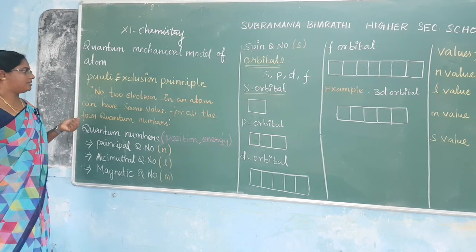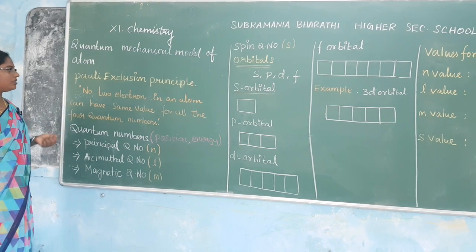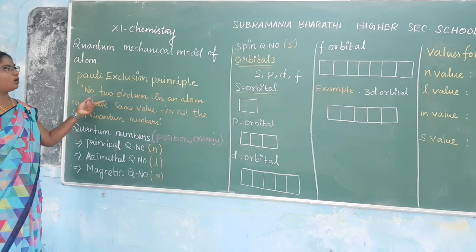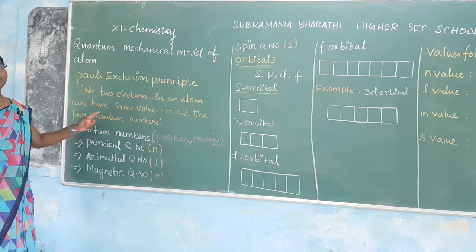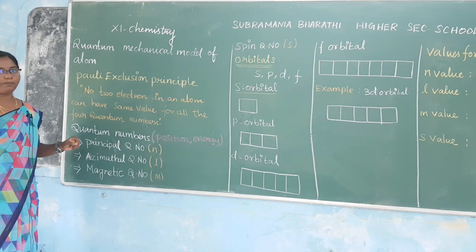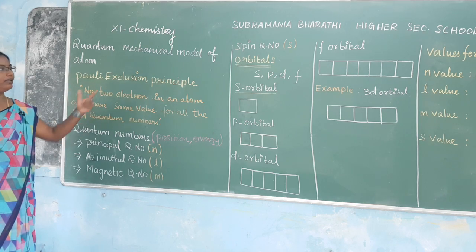What does this rule say? The Pauli exclusion principle is nothing but: no two electrons in an atom can have the same value for all four quantum numbers. This is the definition of the Pauli exclusion principle. We will explain with an example.